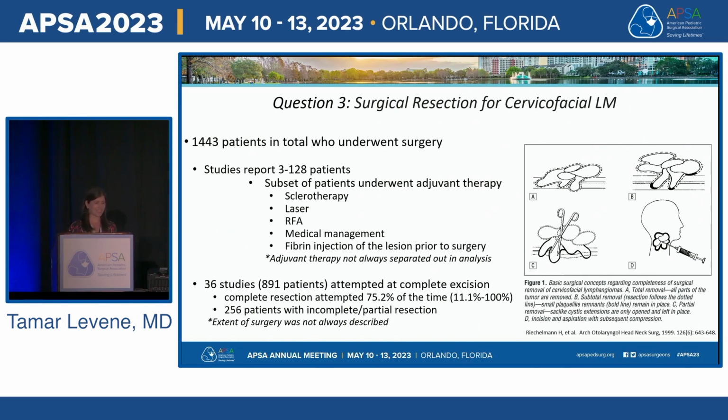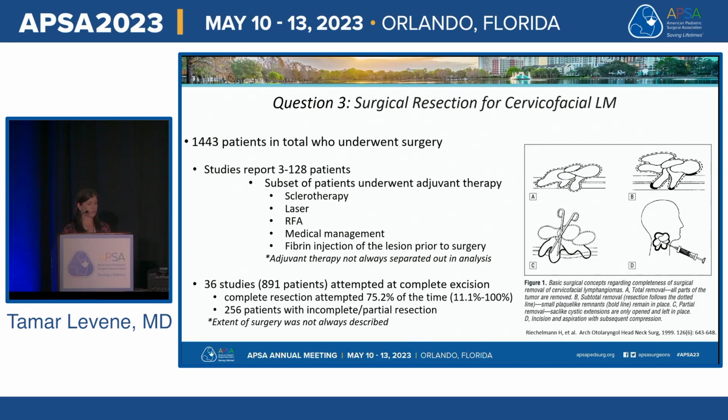Anyway. As you can see listed, the adjuvant therapy was not always separated out in the analysis, which also limits our ability to compare outcomes for these patients. A little over half of our studies did describe an attempt at complete excision. This was done in about 75% of the cases, but ranged anywhere from 11 to 100% of the time in the studies that were included.